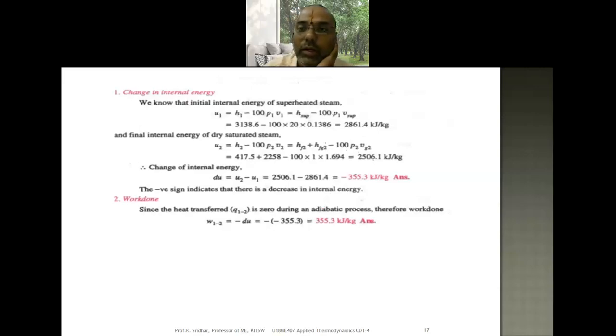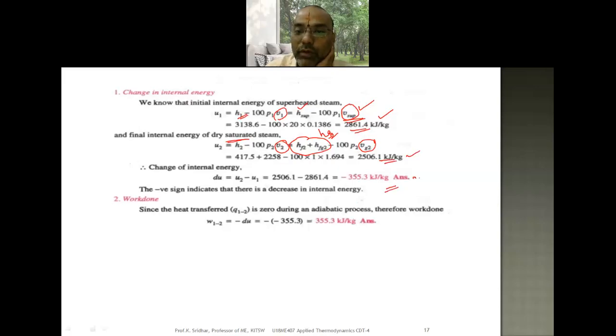So U is equivalent to H minus 100 into PV. The initial condition is the superheated steam, so H1 will become H superheated and V1 will become V superheated. Substitute all the values here, and you are able to get the U1 value. Whenever you are finding out the U2 value, because it is a dry saturated steam, H2 is nothing but Hg2, and V2 is nothing but Vg2. So substitute all the values, and you are able to get U2.